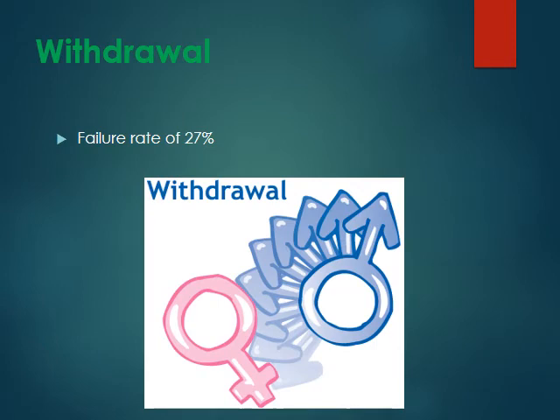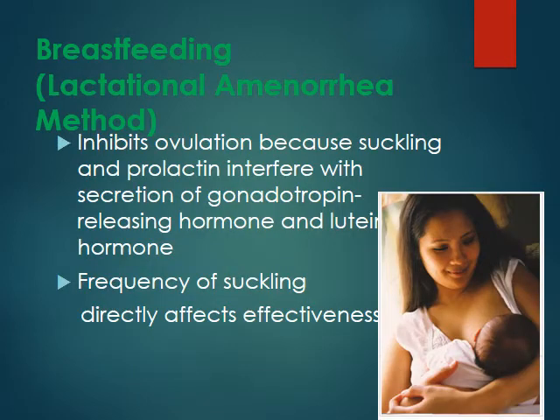Withdrawal has a failure rate of about 27%. There is semen in that pre-ejaculate, which can get the woman pregnant. So withdrawal is not considered an effective method of birth control. A quarter of the time they're going to get pregnant. Have sex 4 times, you're going to get pregnant once.